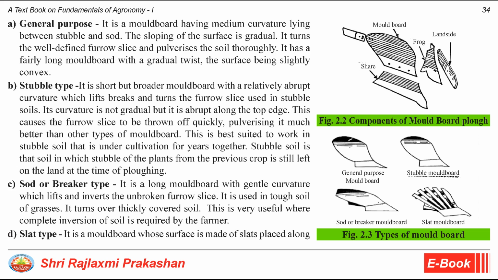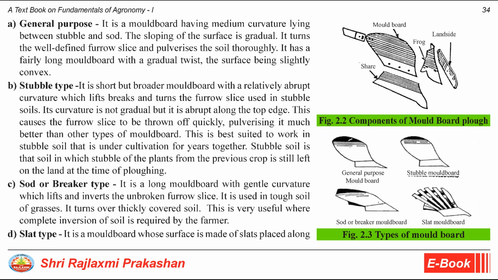Point A. General purpose. It is a mold board having median curvature lying between stubble and sod. The sloping of the surface is gradual. It turns the well-defined furrow slice and pulverizes the soil thoroughly.